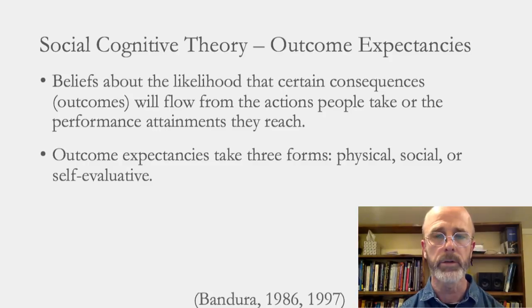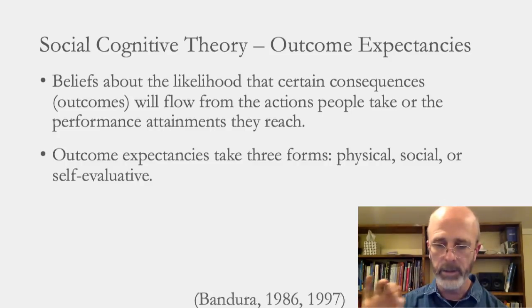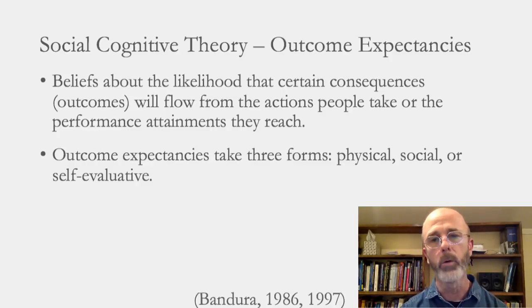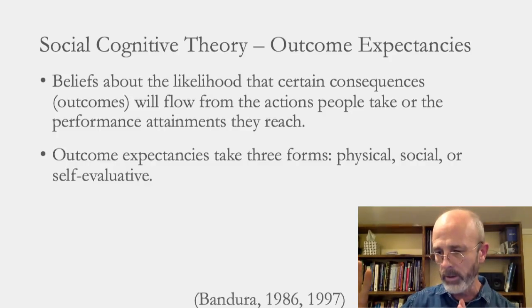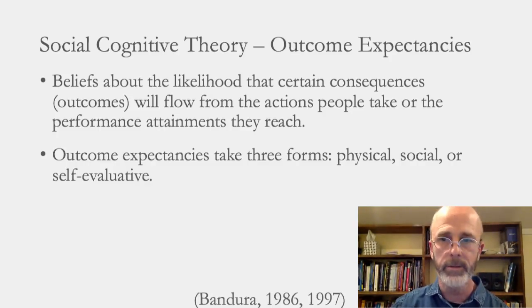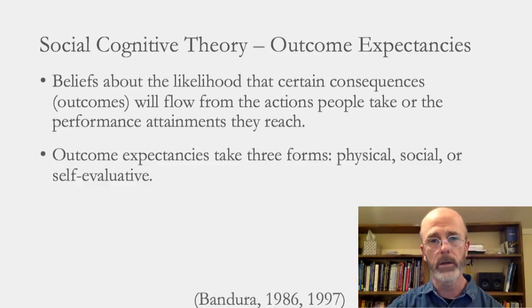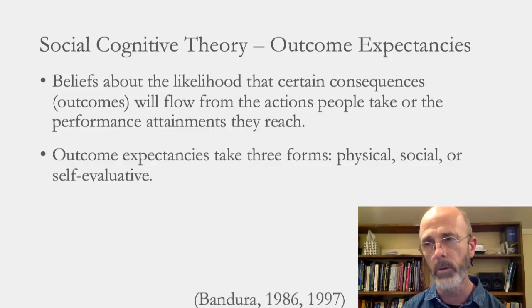Another concept in social cognitive theory is outcome expectancies. Outcome expectancies is a little bit different than I think what you might think it is, in the sense that outcome expectancies are not, let's say, whether I will win a race. That's my goal: will I win the race? So winning the race is not an outcome in the way Bandura talks about it.